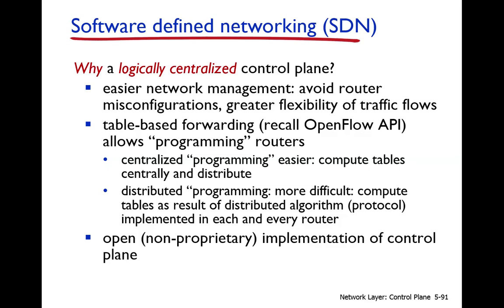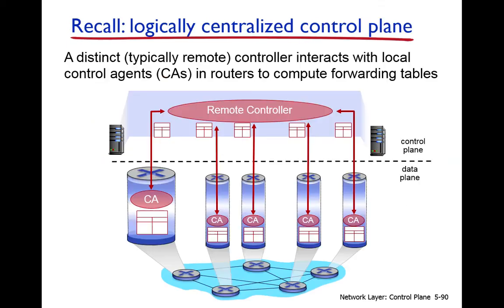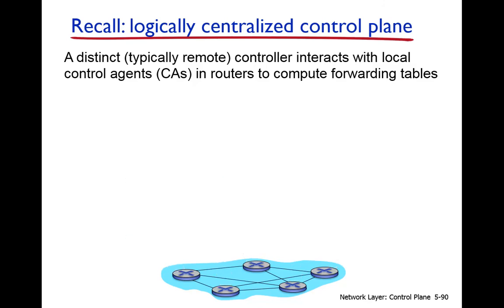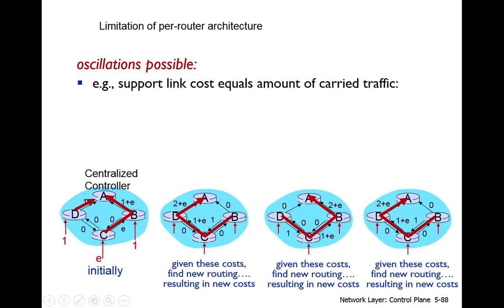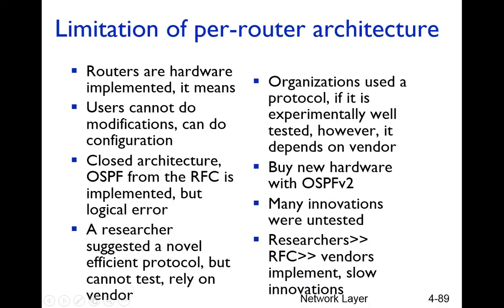So why a logically centralized control plane? What are its advantages? Some of the advantages we have discussed: if we have a centralized control plane, then these problems will be addressed. In SDN, this problem will never arise. Why? Because if there is a centralized control plane that computes the path for x, y, z, then this loop problem will never happen. Similarly, if there is a centralized controller that computes the path for A, B, C, then this oscillation problem will never occur. Similarly, if the control plane is implemented in software, then we can do modification. If it is available open source, we can check the coding for errors, whether there is an error in the code or not.